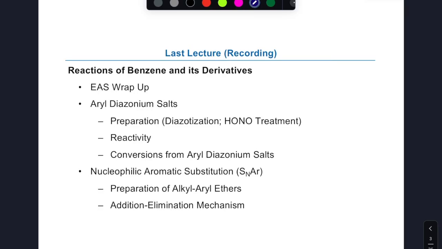So last lecture, we talked about electrophilic aromatic substitution. We introduced aryl diazonium salts, how to prepare them and how to use them. And we started talking a little bit about their synthesis. And then finally, we introduced nucleophilic aromatic substitution. This is the last way to do functional group addition to an aromatic system. And remember, there's a very specific pattern that's allowed. We need to have an electron withdrawing group in either the ortho or para position.